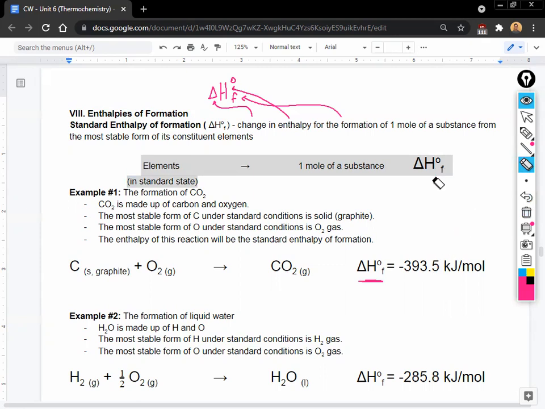Okay, so that's what the enthalpy of formation is. Just how much energy is used or produced when you take the most stable forms of the elements that make up a molecule to make that specific molecule. Okay.